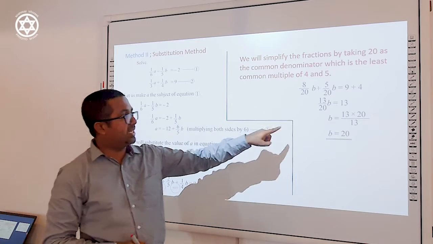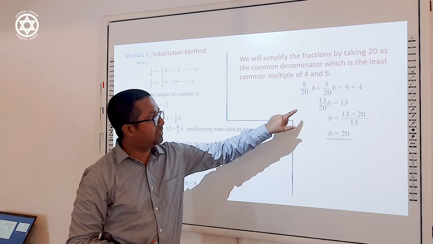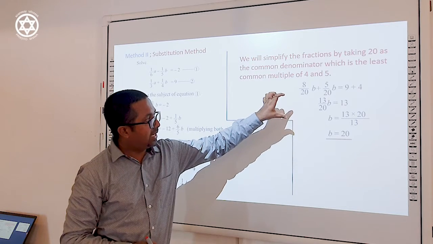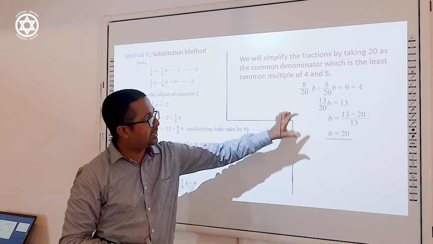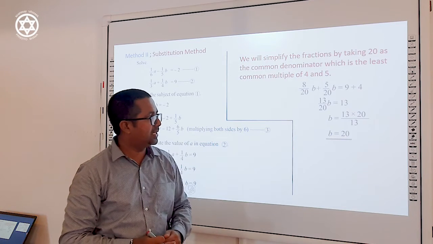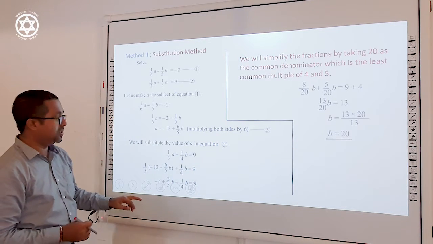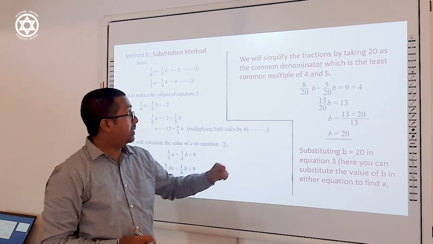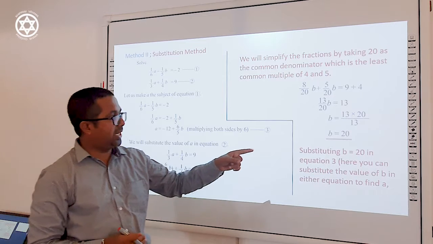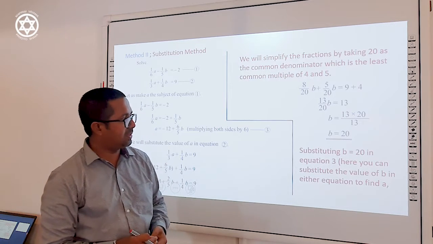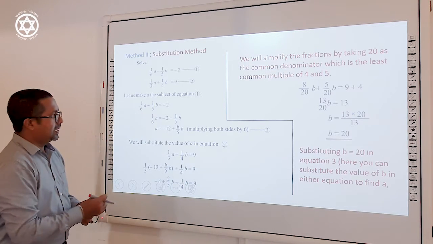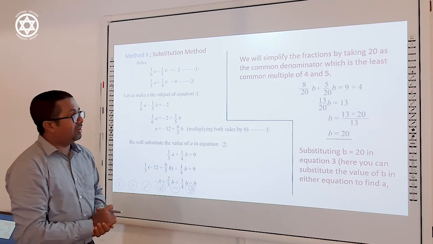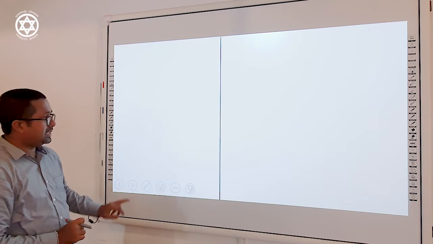To make b the subject, first you have to move 20 from this side, so you multiply both sides by 20. And to make b the subject, you divide both sides by 13. Then the value of b is equals 20. To find the other value, you can substitute the value of b in equation 3, or you can select the third equation and find the value of a.